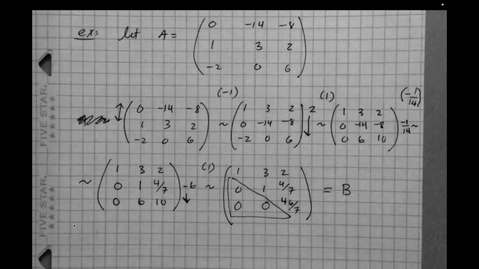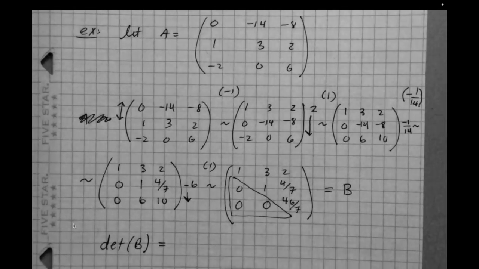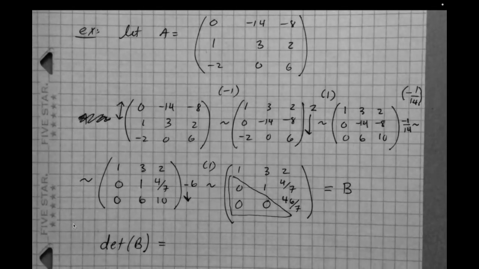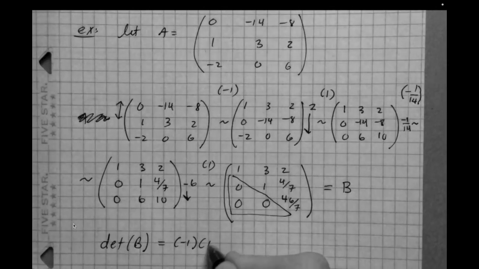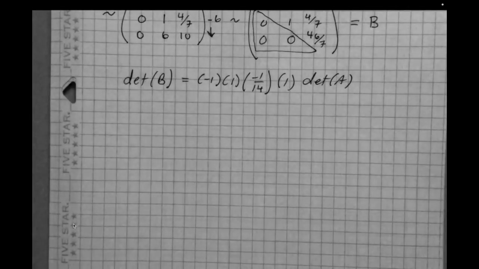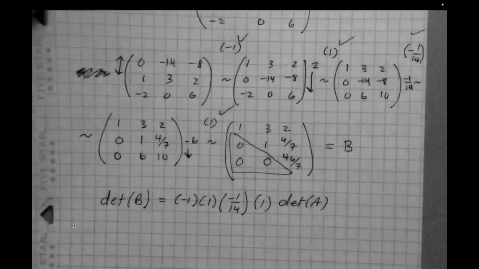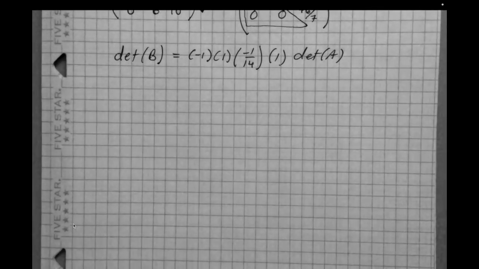So the theorem says that the determinant of B is equal to all of these things times the determinant of A. Just looking back here, I got a -1 times a 1 times -1 over 14 times another 1, all of that times the determinant of A. Okay, so it's very important to keep track of this. These are the impacts you've had on the determinant via your row operations. And so you can just write out this equation here.